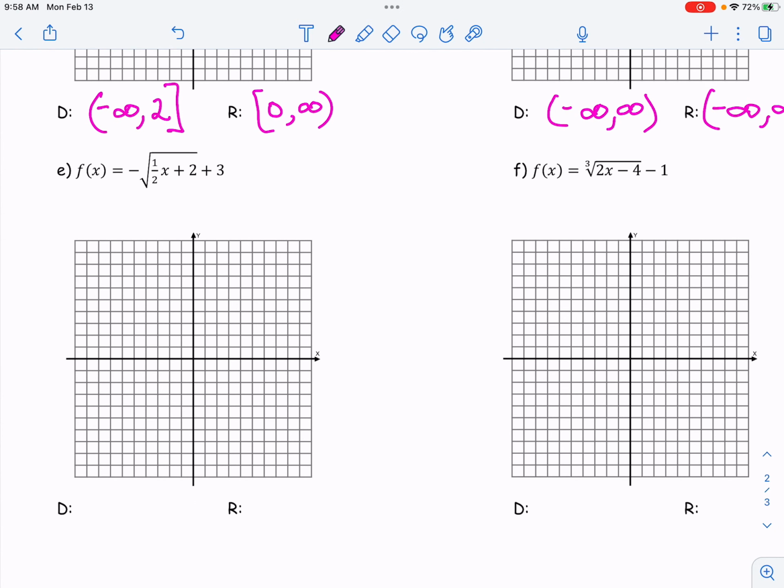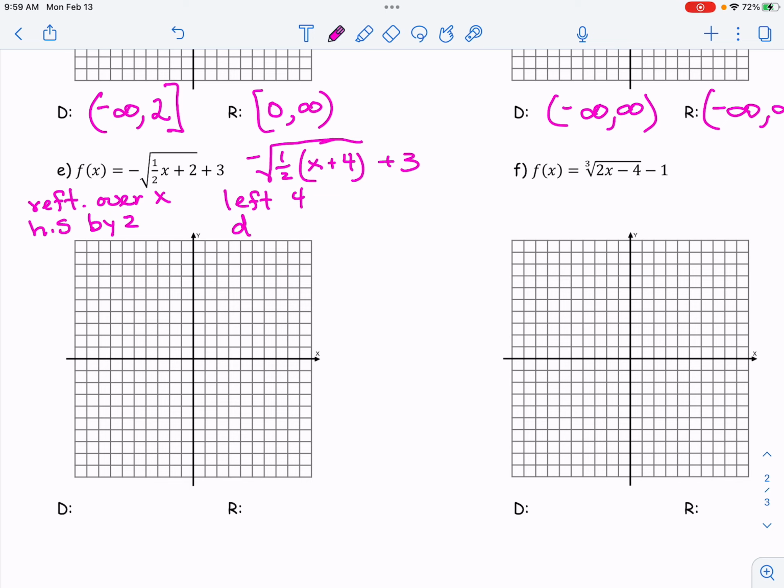On this one, first thing I'm going to have to do is factor out that 1/2: x plus 4 plus 3. My transformations: it's reflected over x, it has been horizontally stretched by 2, and it's been moved left 4, down 3.